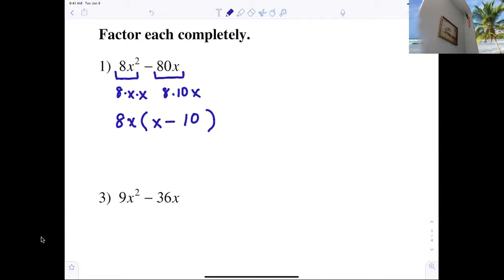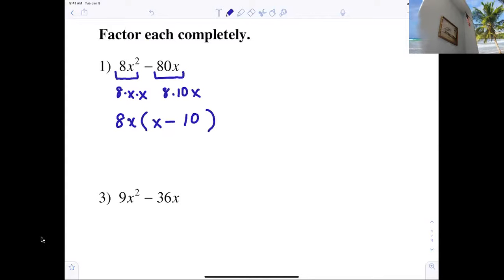Guys, we just did the problem. What's the largest number that goes into 8 and 80 again? 8. With confidence. 8. Now, how many X's were in the first bucket? 2. And how many in the second bucket? 1. So you take the greatest number of X's you can out of each bucket.